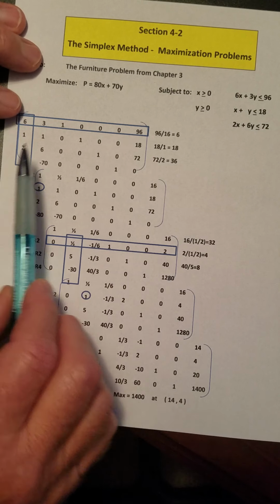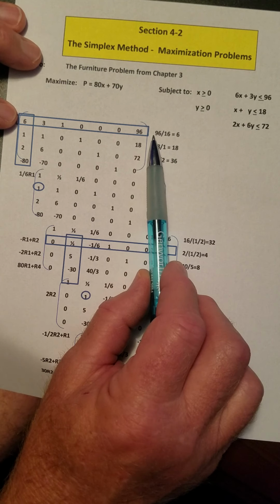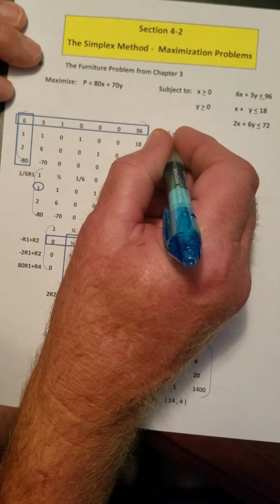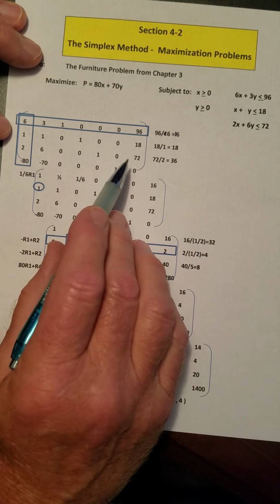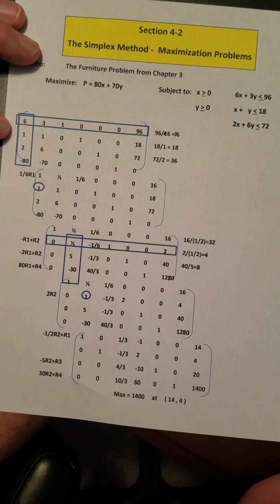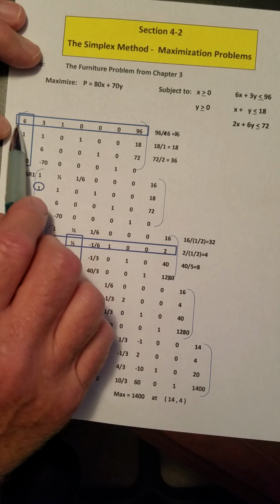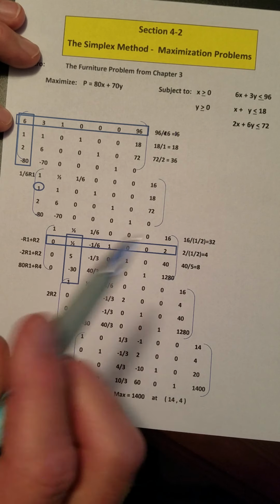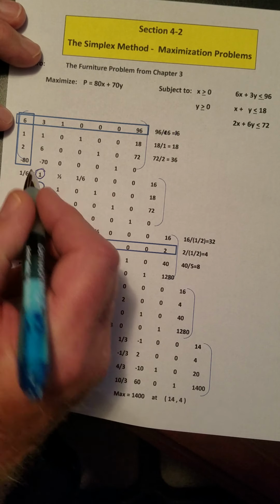Once you have the pivot column, you're going to find your ratio. So you get 96 on the right and 6 on the left. So 96 divided by 6 should be 16. Yep. 18 divided by 1 is 18, and 72 divided by 2 is 36. So we have to get a 1 here. There's your pivot row, pivot column where they intersect. That's the 6. We have to change the 6 to a 1. That becomes our pivot. So we take 1/6 of row 1. I got my circle in the wrong place. It should be right there.